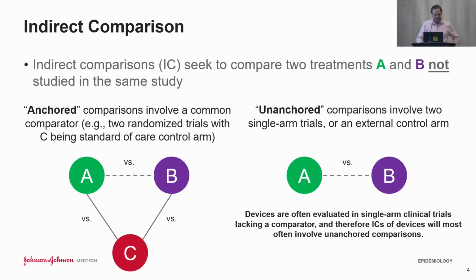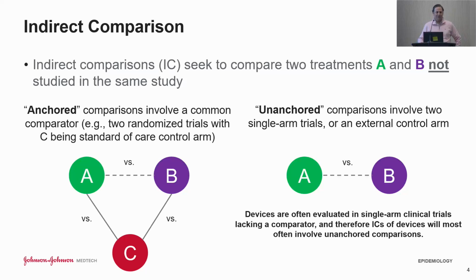So in terms of level setting on indirect comparisons, indirect comparisons seek to compare two treatments, let's say A and B, that are not studied within the same study. And there are really two major flavors of that. You've got the anchored comparison, which involves a common comparator between two randomized trials, and then you have unanchored comparisons, which involve two separate single-arm trials or an external control arm.